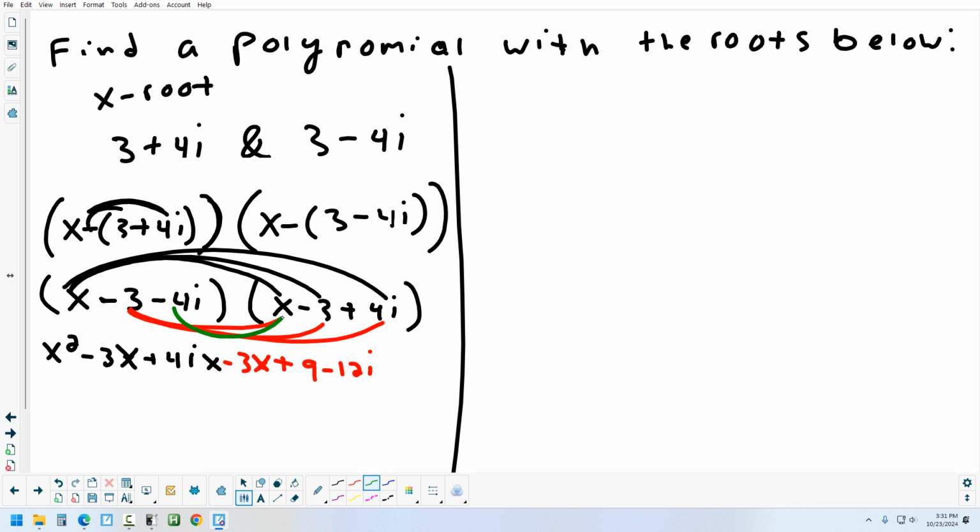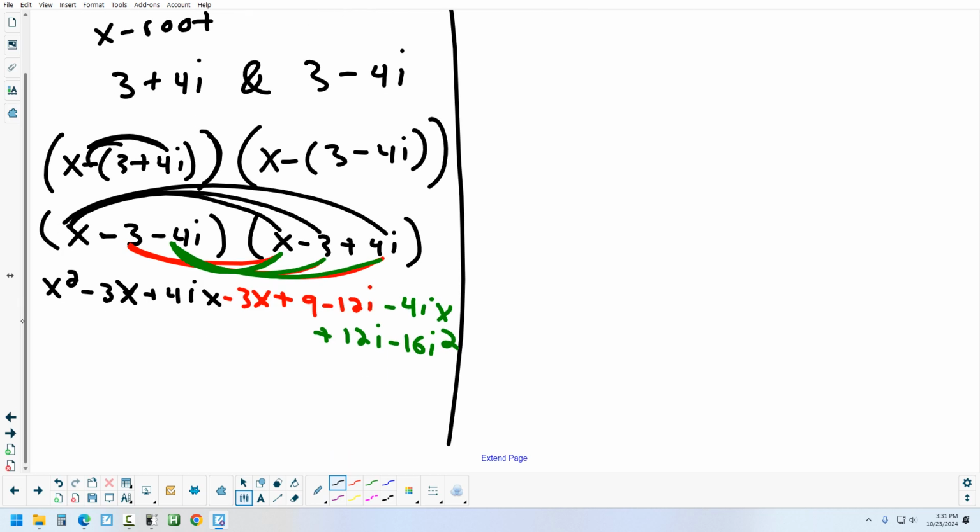Careful, negative 4i. That would be negative 4ix. And negative 4i times negative 3? It would be 12i. Plus. So I'm going to put that over here. And negative 4i times positive 4i. Well, it would be negative 16i squared. Perfect.